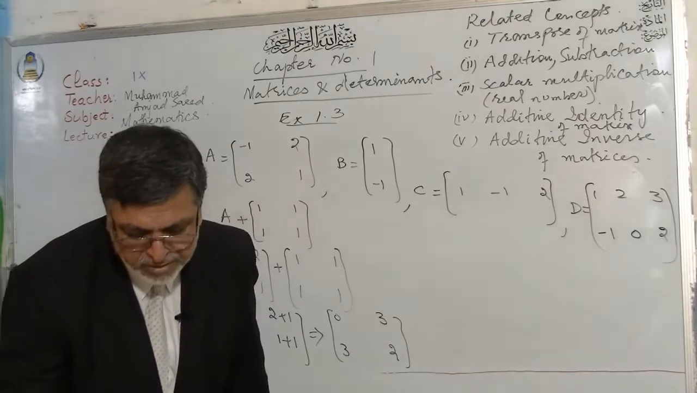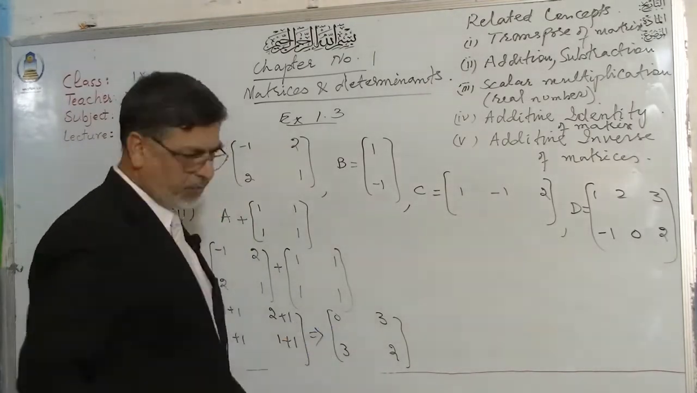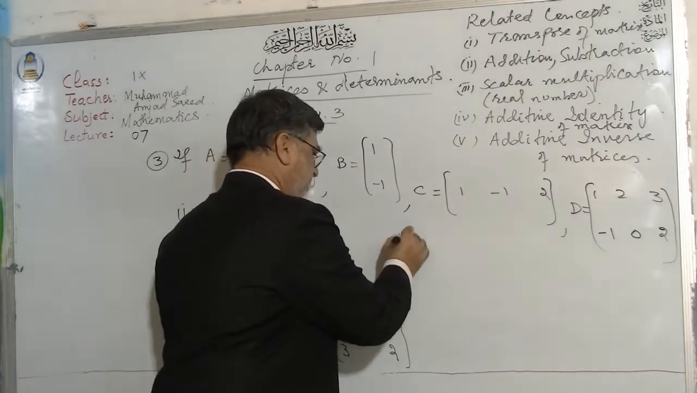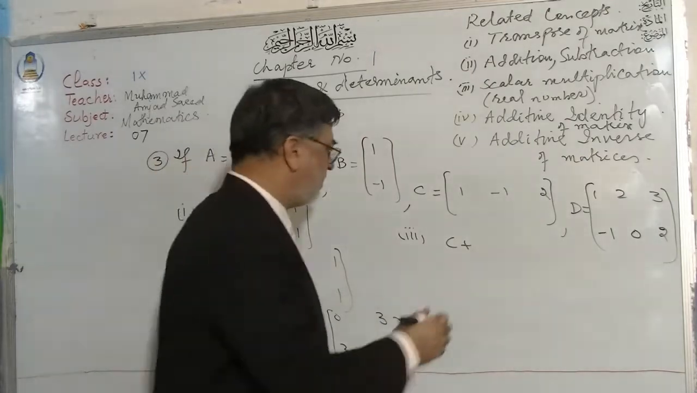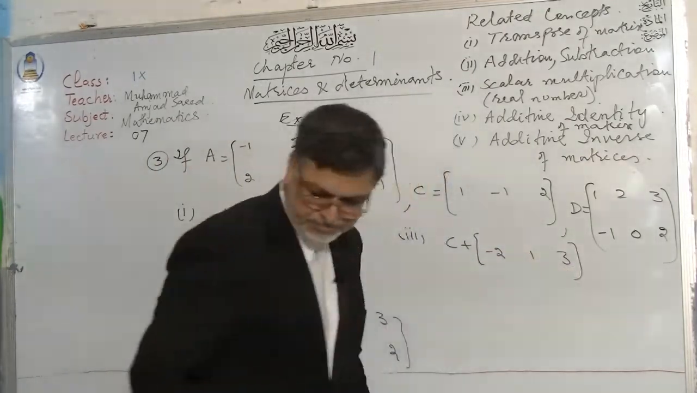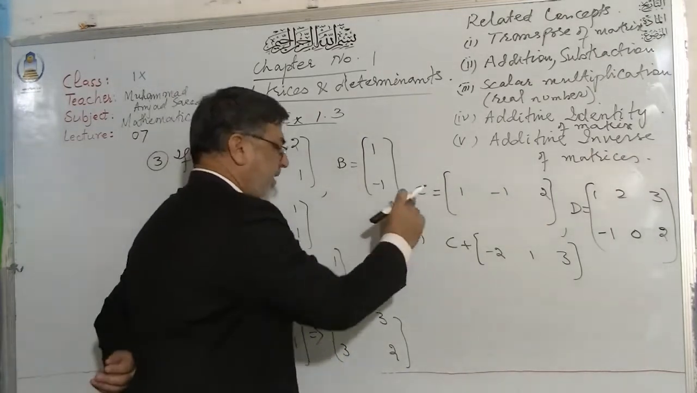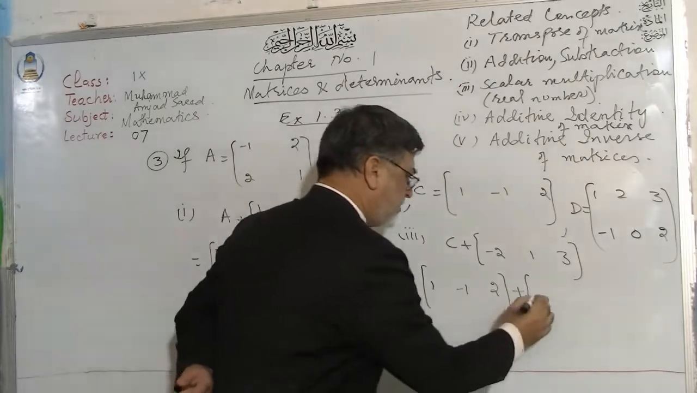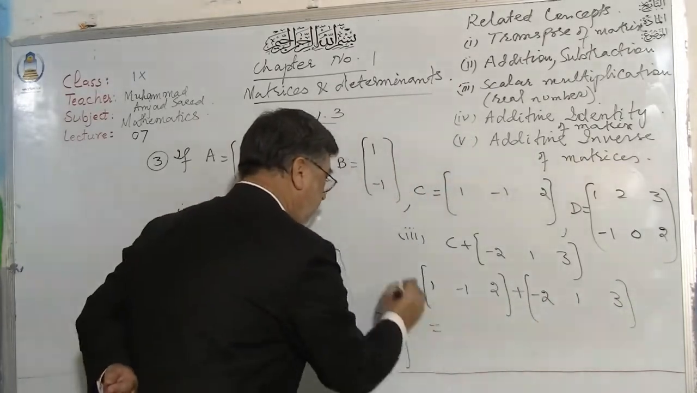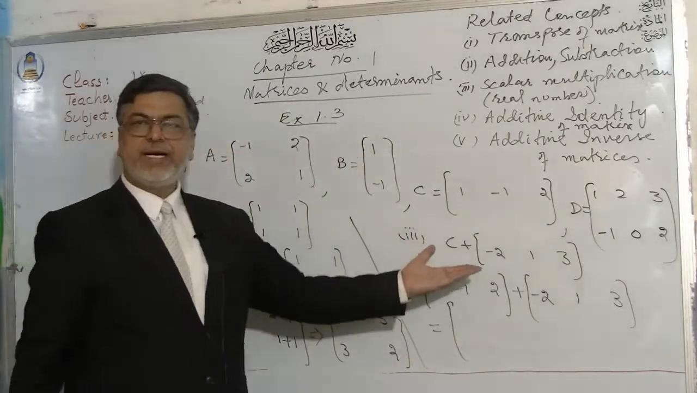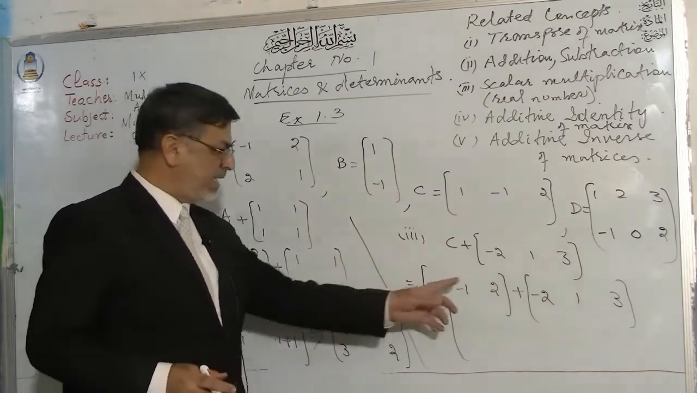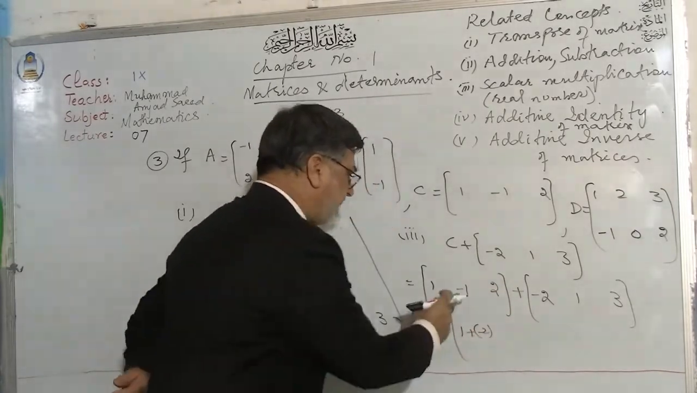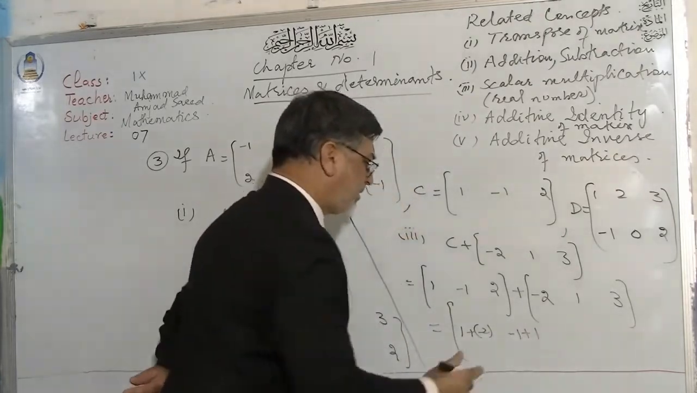After that, for example, part number 4, you can do other parts in the same way, or rather you can check part number C, that is easy. C plus minus 2, 1 and 3. Okay, apply the value of C here. 1, minus 1 and 2 plus minus 2, 1 and 3. You will add the matrices, same rule, same order, first plus first, second plus second, and third plus third.